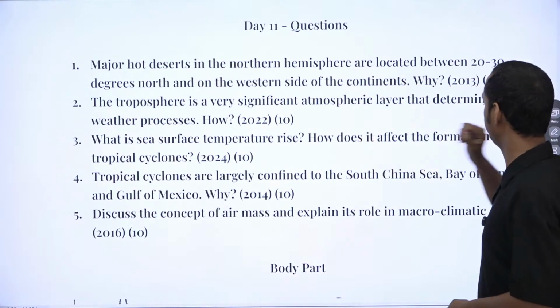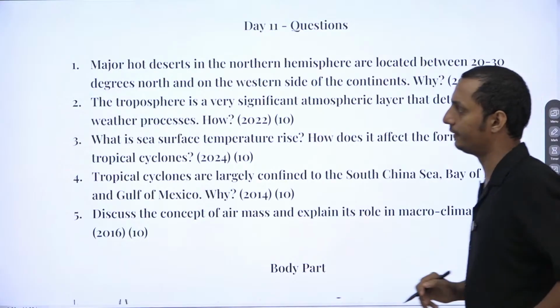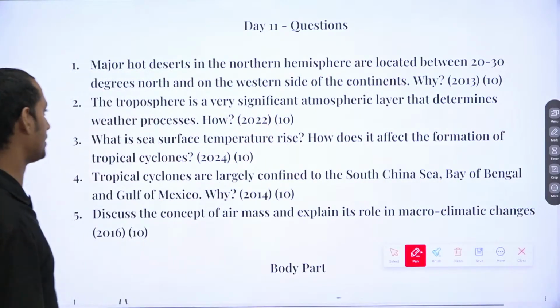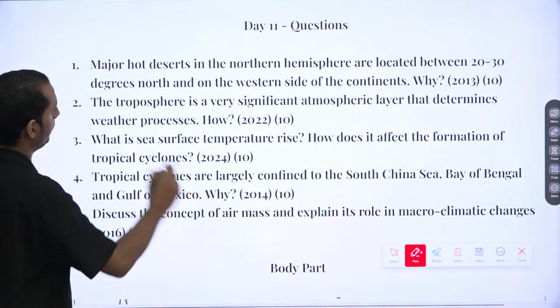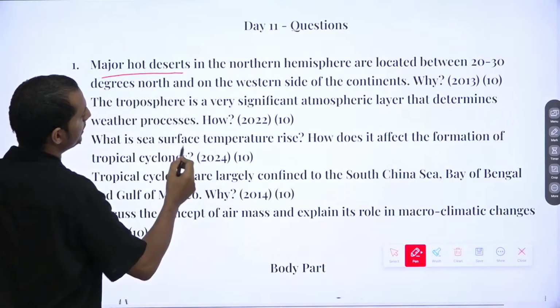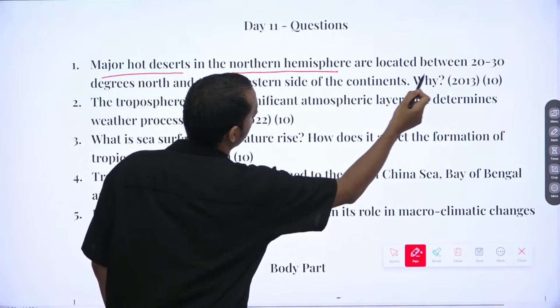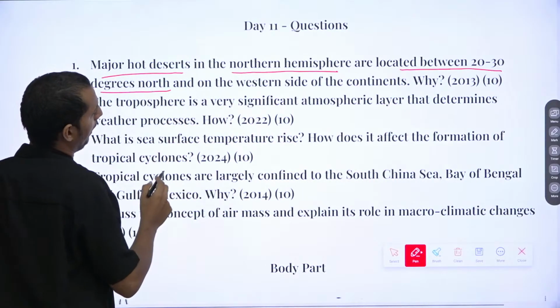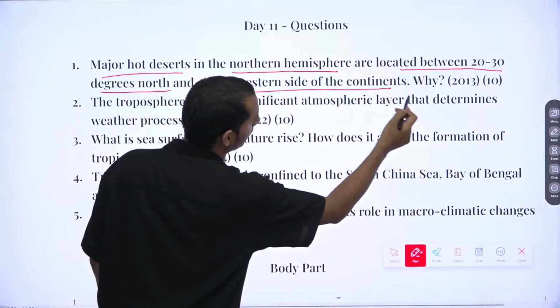So the first question, you can pause it here. You'll have 35 minutes to write. So you can start writing. So the first question: major hot deserts in the northern hemisphere are located between 20 to 30 degrees north and on the western side of the continent.